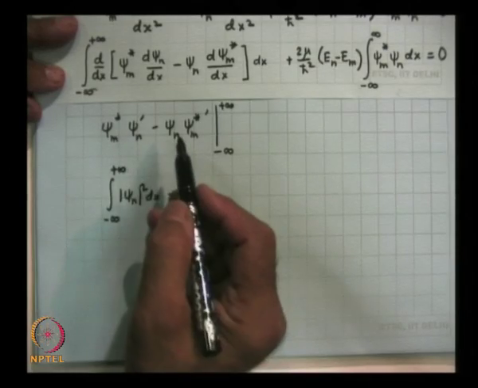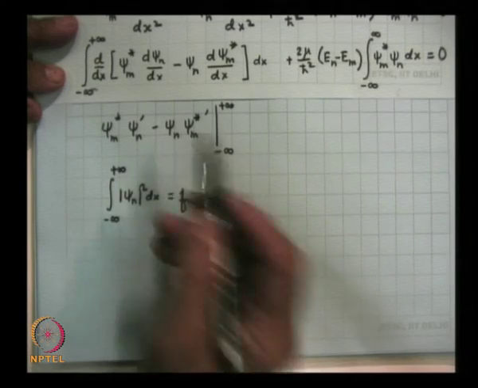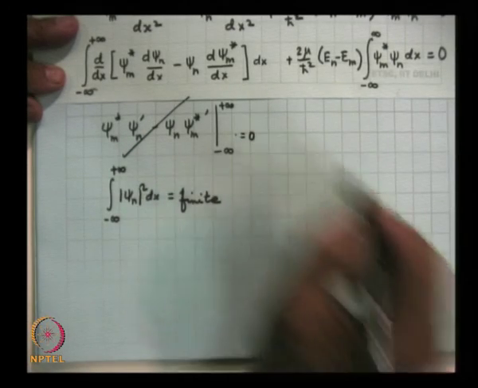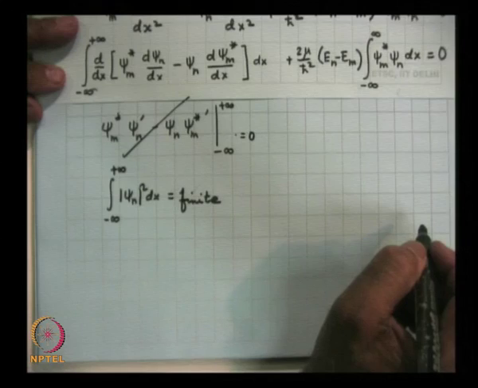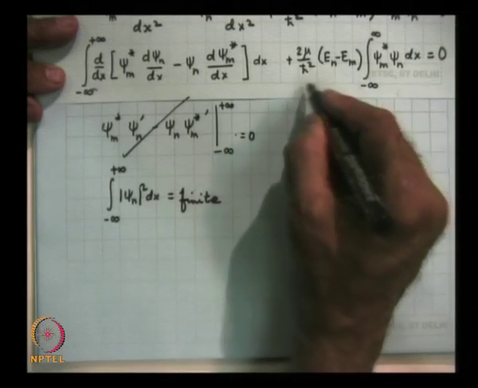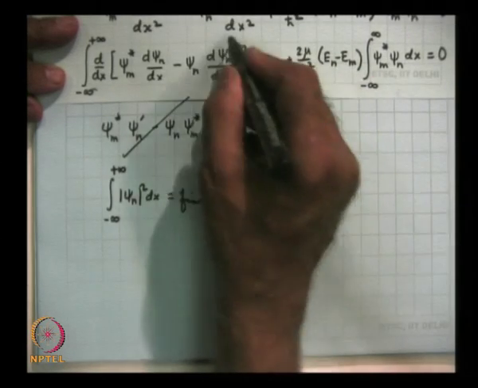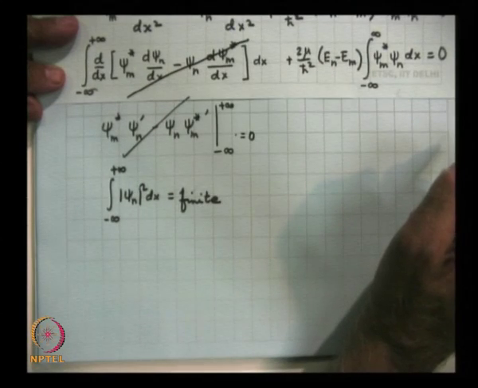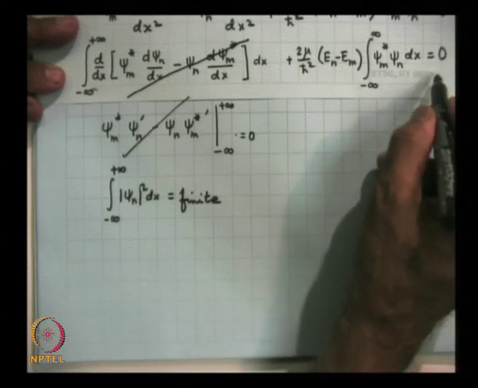So, therefore, the wave function and its derivative must vanish at infinity, and so this term will be equal to 0. So, if this term is 0, I can cancel this out, and I will get this equal to 0.